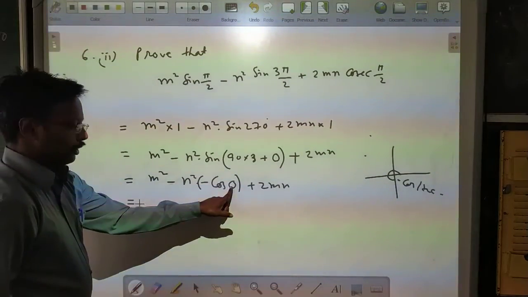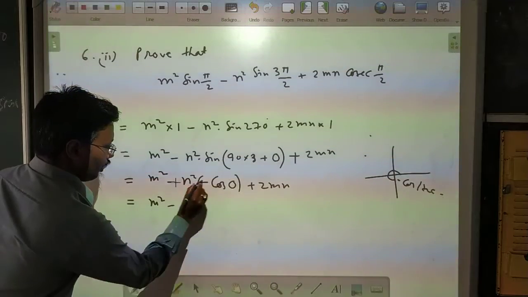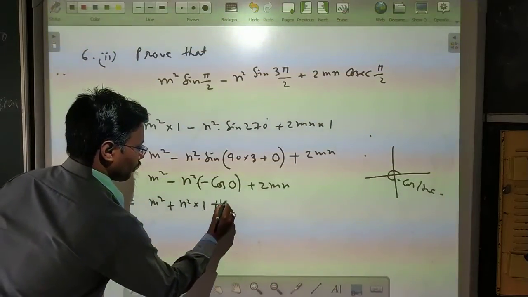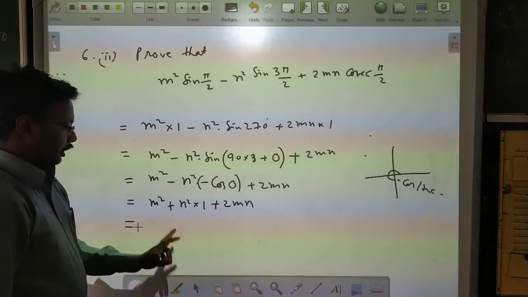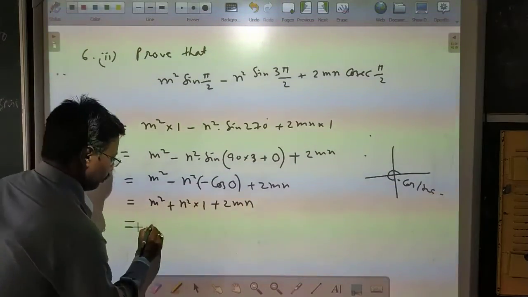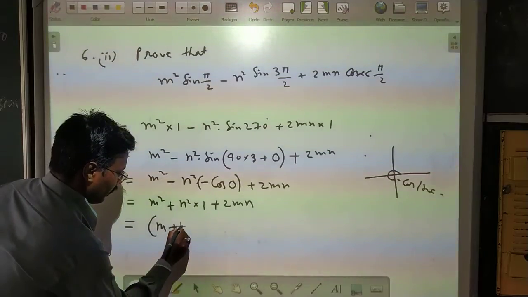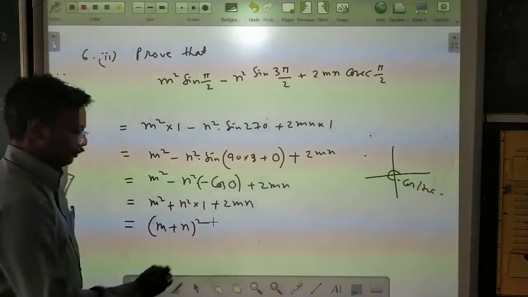Value of cos 0 is 1. So m square minus into minus is plus n square into 1 plus 2mn. Now if you look at this, it looks like a formula of a square plus b square plus 2ab. So it is a plus b whole square. That means we can write it as m plus n whole square. And this is the thing we wanted to prove.